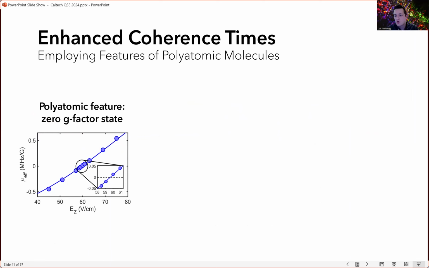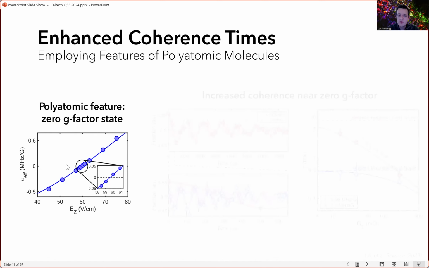In the final few minutes here, I just want to talk about using these molecules more in the pathway of qubits. So one thing we, of course, want is long coherence times. And we can make use of some of the nice features of the polyatomic molecule structure to tune the g factor of a specific state to 0. This just means we're tuning the magnetic field sensitivity of this state to have a 0 crossing.